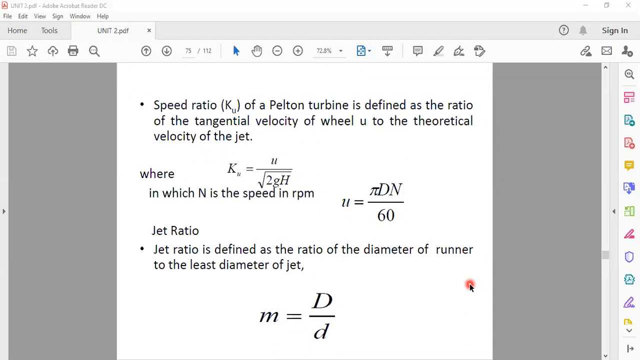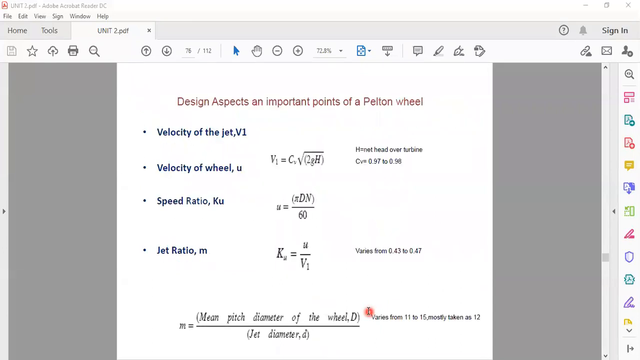So jet ratio is defined as the ratio of diameter of the runner to the diameter of the jet. So m equal to D by d. So these are the design aspects, the important points of the Pelton wheel.